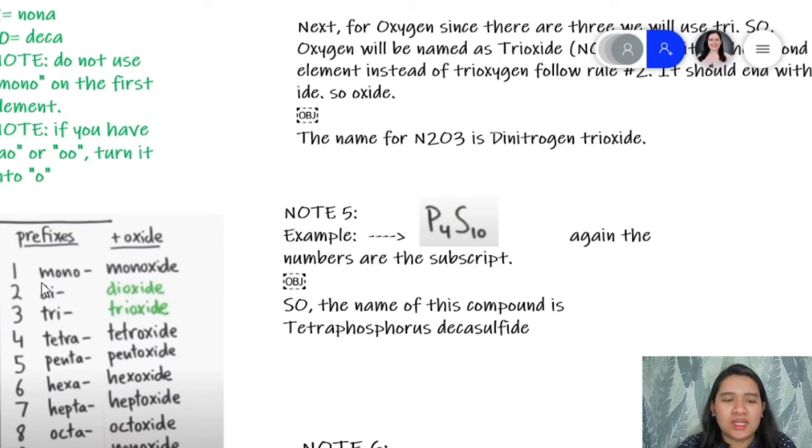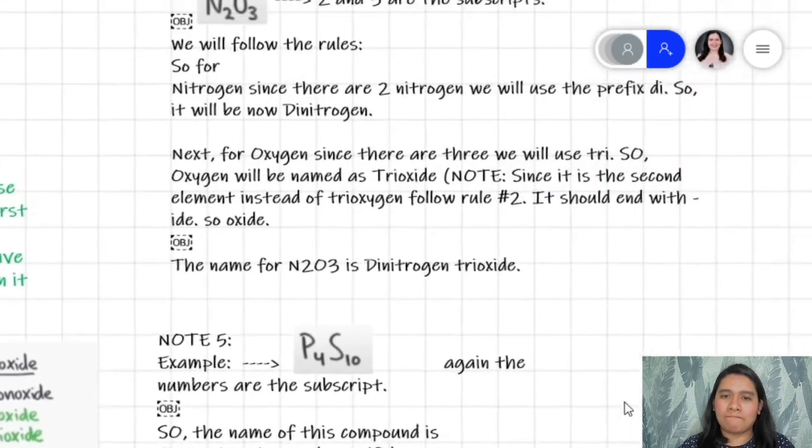So let's say for example, we have mono, monoxide, dioxide, trioxide. Instead of tetraoxide, we will use tetroxide. Instead of pentaoxide, we will use pentoxide. So we will follow this rule. Instead of AO or OO, we will turn it into O. So instead of pentaoxide, we will use pentoxide and so on. Okay, so remember this rule as well.